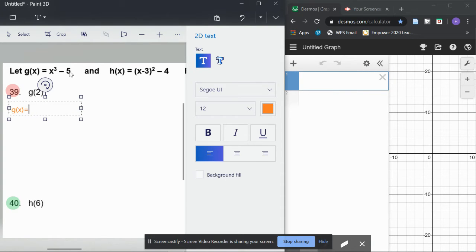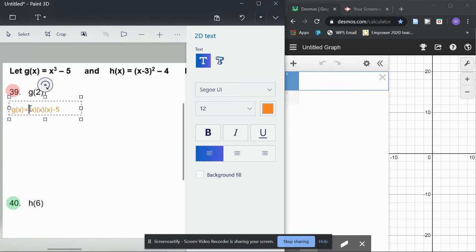x cubed minus 5. As a refresher, when you cube something, it means you're multiplying something by itself 3 times. And since the typing I'm doing here doesn't have the capability to write a cube like this, I'm going to write it on my paper as x times x times x, just because my typing cannot make that happen. So that is our original equation.